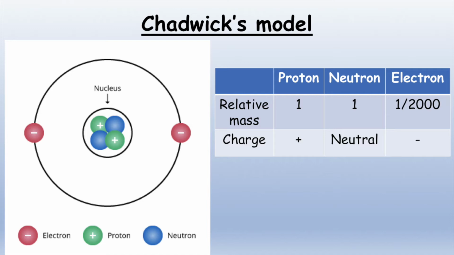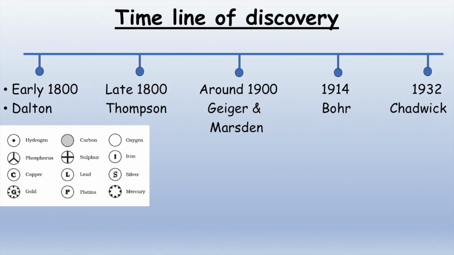Surrounding the nucleus are the electrons. These have a negative charge and a relative mass of 1 over 2,000. This means they have a 2,000 times smaller mass than a proton or a neutron. Electrons are found in a 2-8-8-2 configuration, up to the element of 20, which is calcium. There are equal numbers of protons and electrons. For this reason, atoms are neutral. Although we now have a fairly good understanding of atoms, this was not always the case.